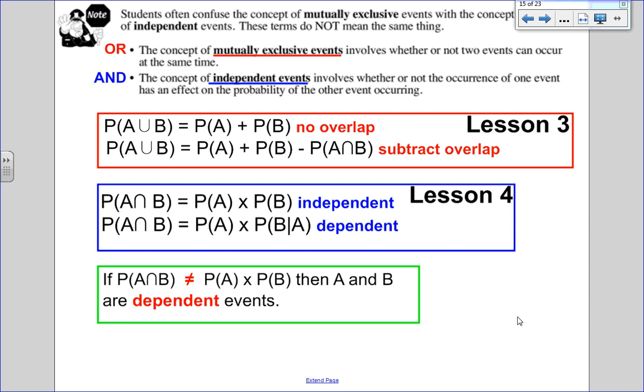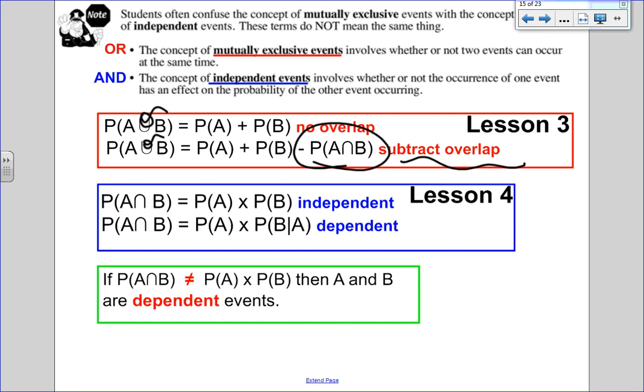So just so that we keep "or" probabilities and "and" probabilities separate, I have a nice little summary there for you. Lesson 3 was "or" probabilities. Those are mutually exclusive. So when there was no overlap, the probability of A or B was the individual probabilities added together. In the case where there is overlap, the probability of A or B, you subtract the overlap.